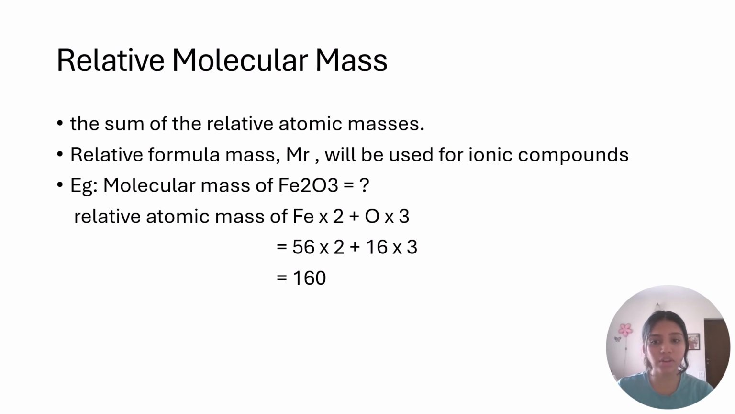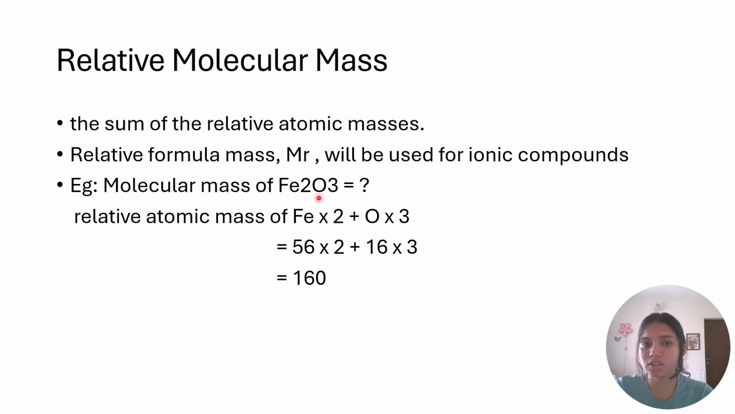So basically, when you need to find the relative molecular mass of Fe2O3, iron oxide, what you need to do is understand how many atoms of iron are present, how many atoms of oxygen are present in the compound. And then basically you add the atomic mass of each based on how many times they're there. So for example, iron is 56. That is the relative atomic mass, but it's present twice. So you multiply 56 by 2.